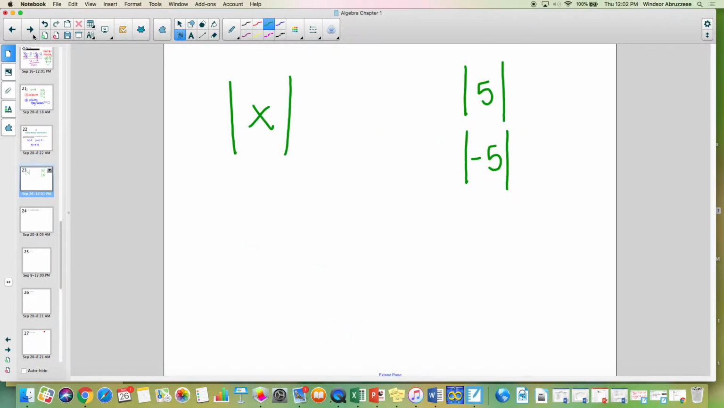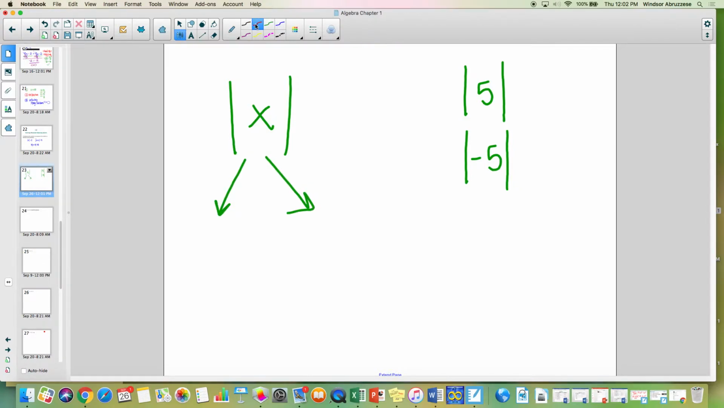So let's talk about absolute value first. Absolute value is the distance from 0. And because it's distance, we know that the answer always has to be positive. You cannot have a negative distance. So if I were finding the absolute value of x, I have two options. And what are those two options?